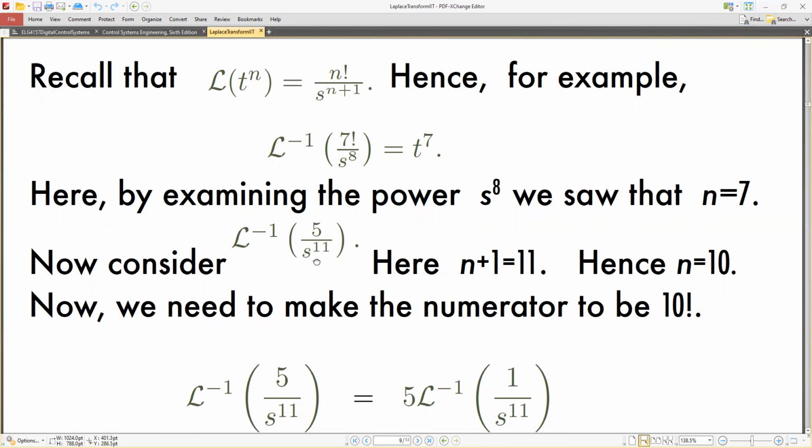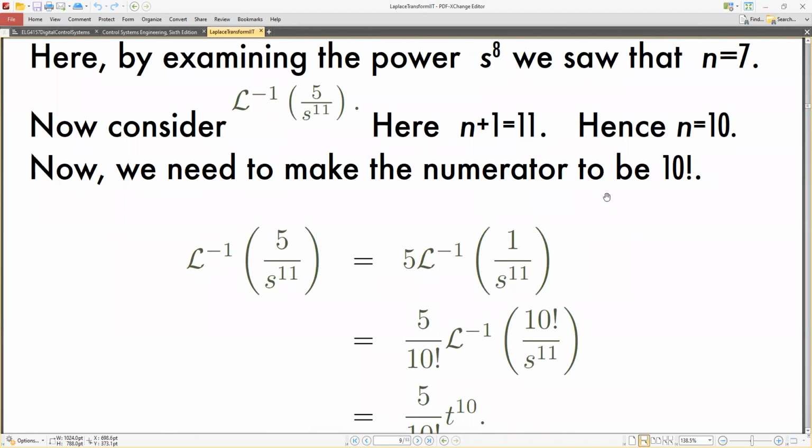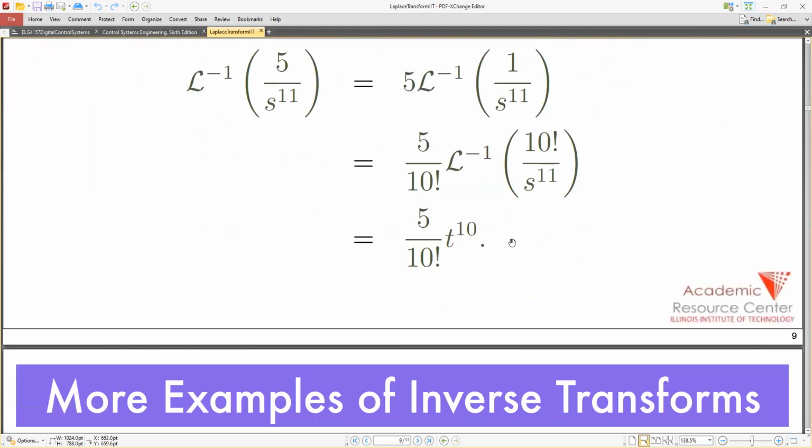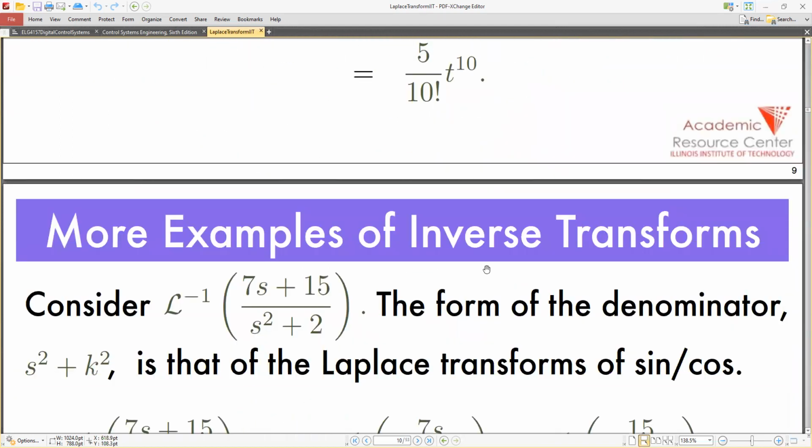Here, n plus 1 is equal to 11, hence n is equal to 10. Now we need to make the numerator to be 10 factorial. So here the factorial 10 would be the numerator. Okay.